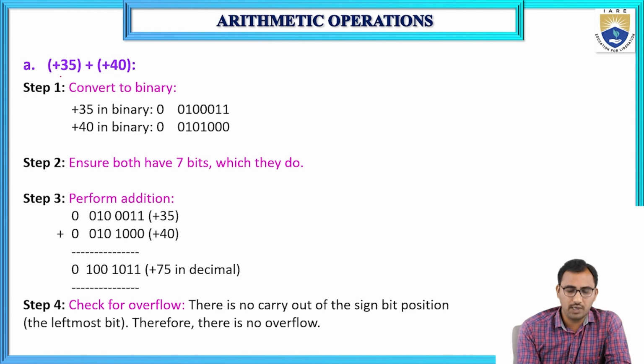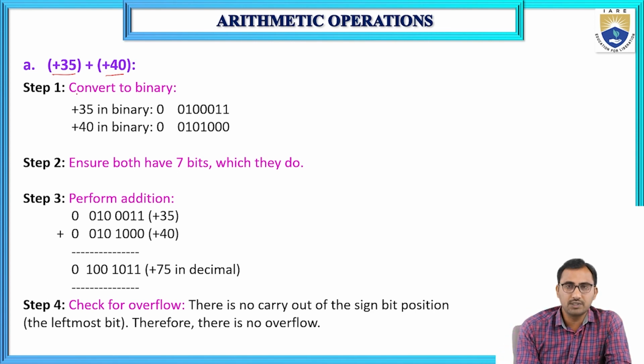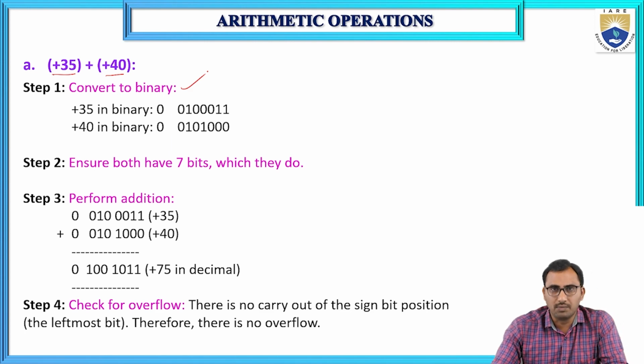plus 40. So we are going to add plus 35 and plus 40. These two numbers are positive numbers, so we can directly perform the addition by converting them into binary. So the first step is to convert to binary. The given number is in decimal, and we are going to convert it into binary.